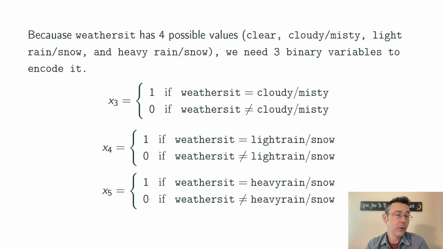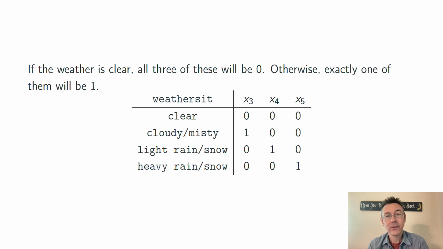Now, for weather sit, we have four possible levels: clear, cloudy/misty, light rain/snow, and heavy rain/snow. And so to encode this one categorical variable, we're going to need three indicator variables, three of these dummy variables. One saying whether it's cloudy or misty as a true-false, one whether there's light rain, snow as a true-false, and one whether there is heavy rain, snow as a true or false. And so if we take these three variables together, this encodes the weather sit variable completely.